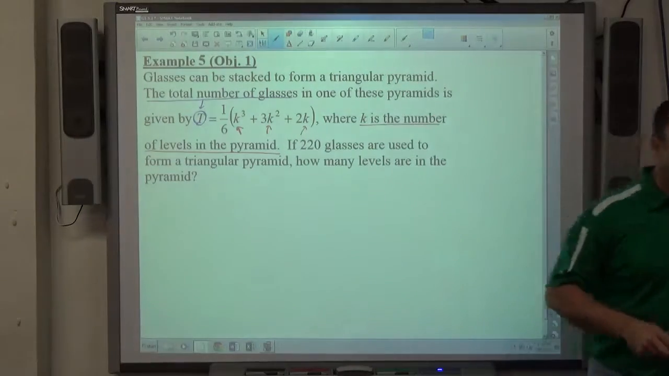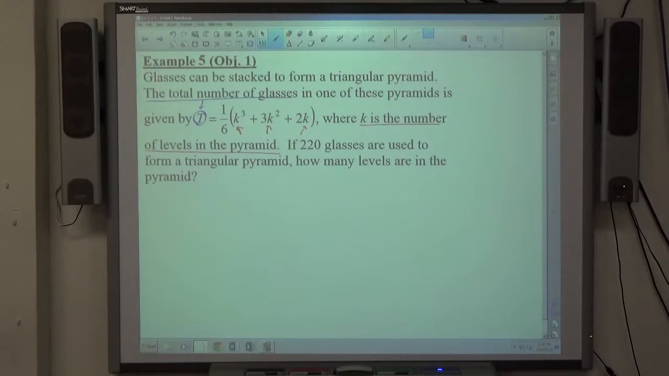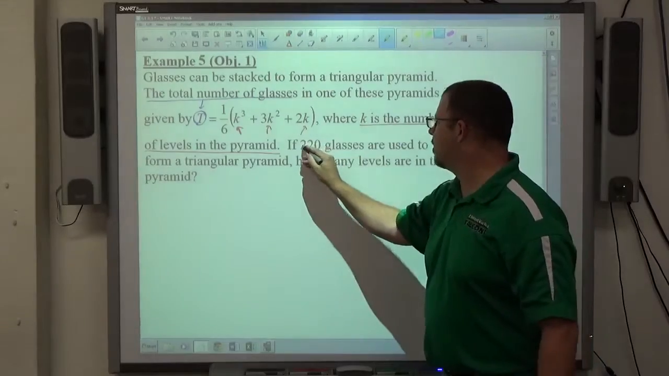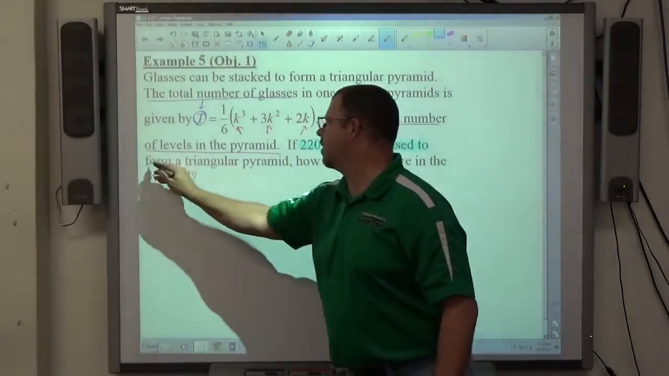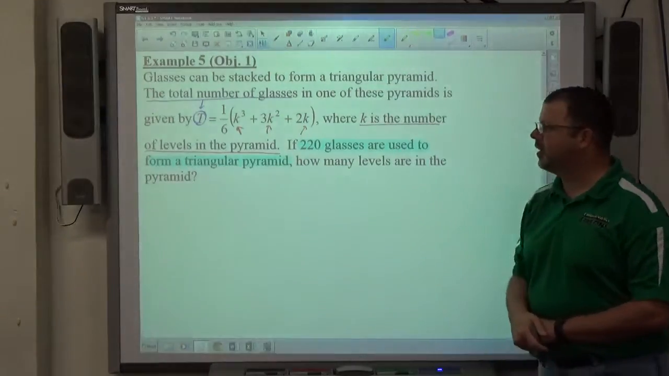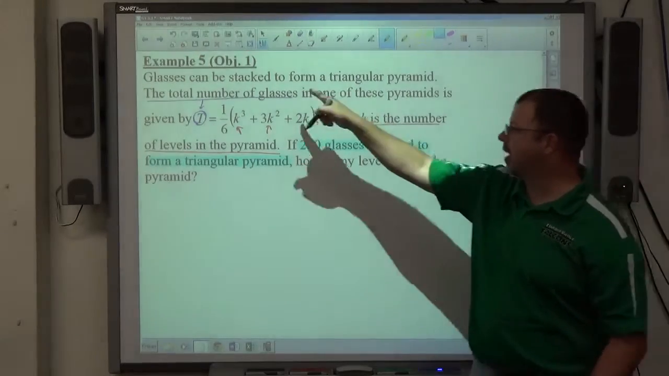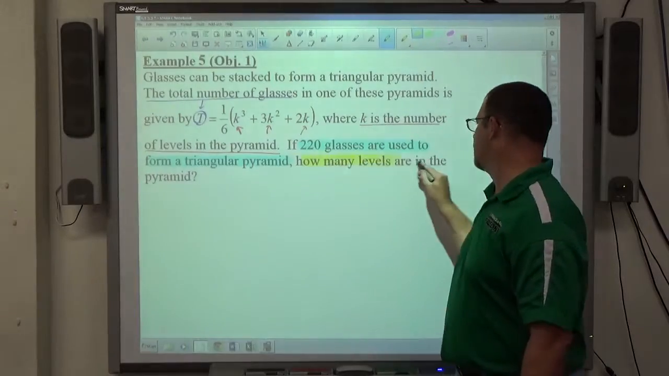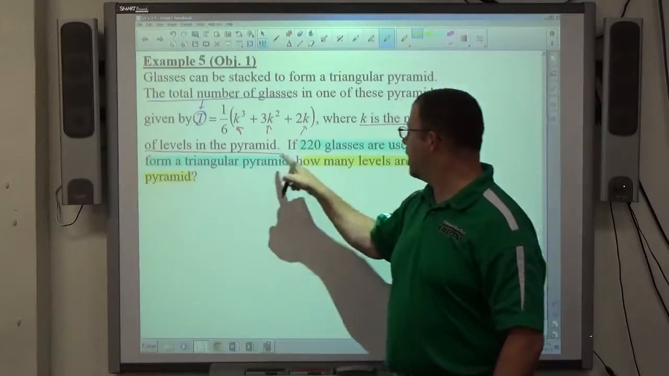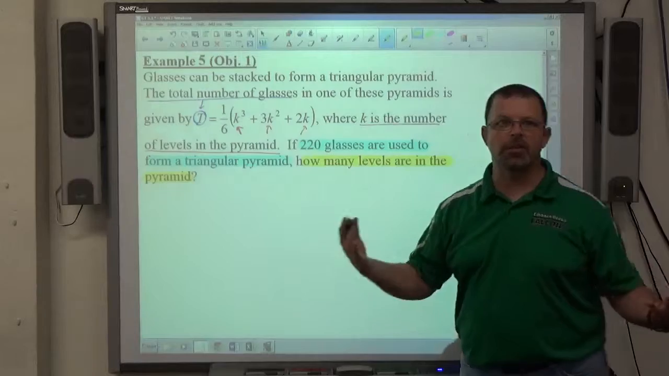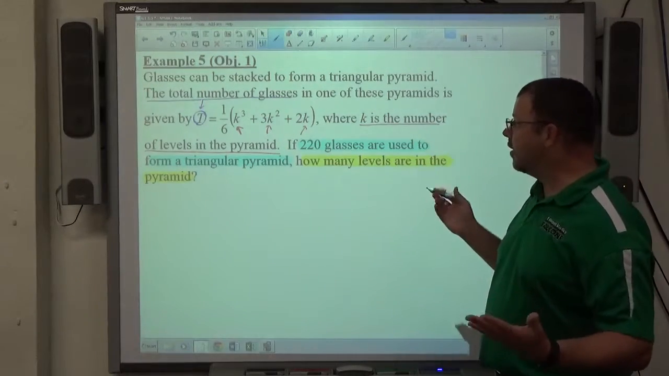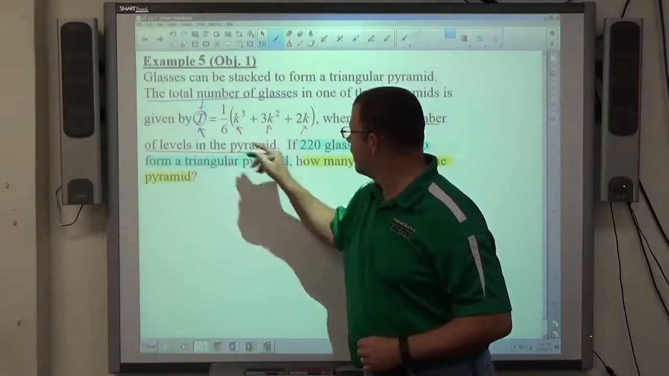Alright? So they've given us an equation. They tell us what the variables in the equation represent. Then if you go on to read the next sentence, 220 glasses are used to form a pyramid. Is that T or k? T. Total number of glasses is T. 220 is the total number of glasses. And then the question says, how many levels are in the pyramid? T equals 220, what does k equal? That's basically all this problem is doing. Okay? So, all I've got to do is change T into 220.